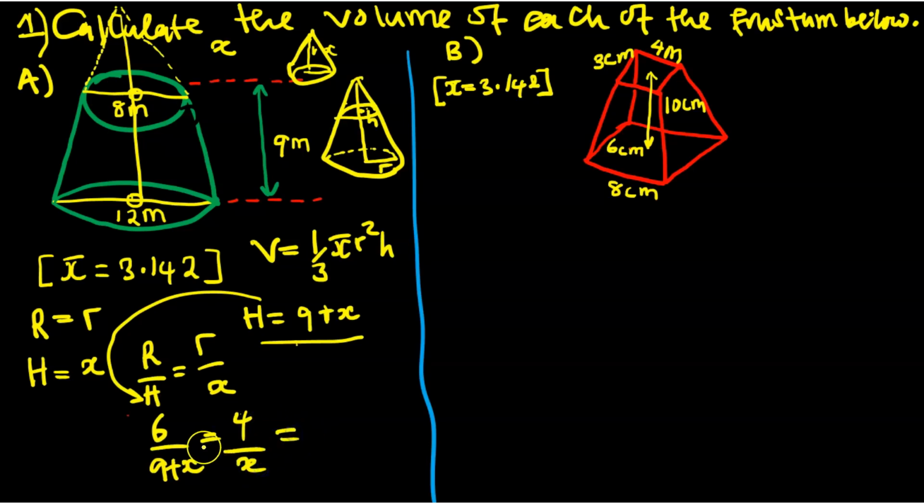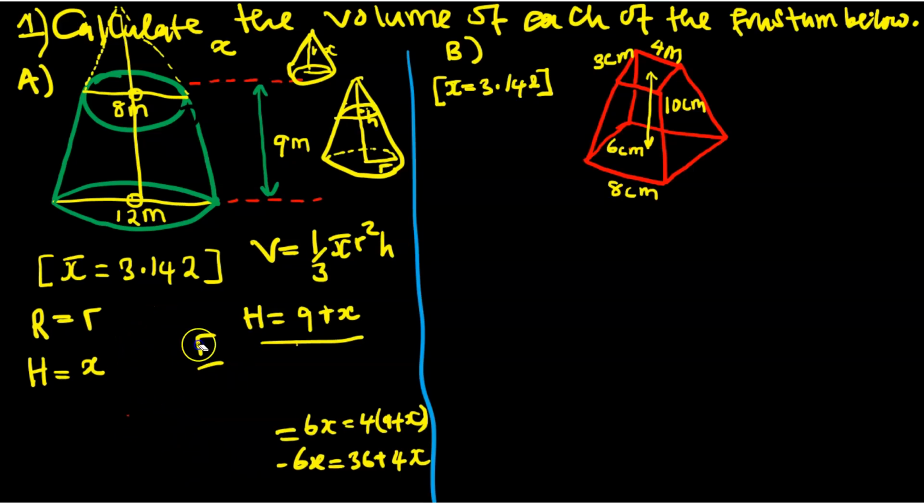X. When we cross multiply here, we are going to have 6x is equal to 4 outside, multiplied by 9 plus x. Multiplying this out, we have 6x is equal to 4 times 9, that is 36, plus 4 times x, which is 4x. Remember, we want to find x, which is the small height, so that we can add it to 9 to come up with the big height.